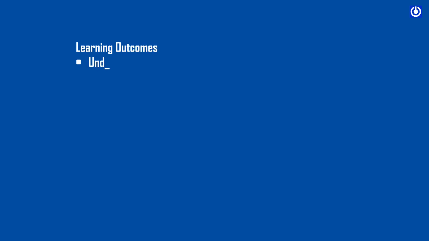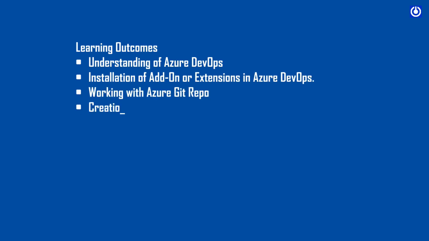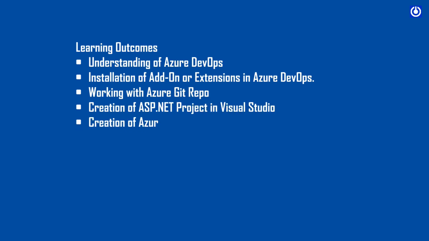Learning Outcomes. Understanding of Azure DevOps. Installation of add-on or extensions in Azure DevOps. Working with Azure Git Repo. Creation of ASP.NET project in Visual Studio. Creation of Azure ARM template project in Visual Studio.